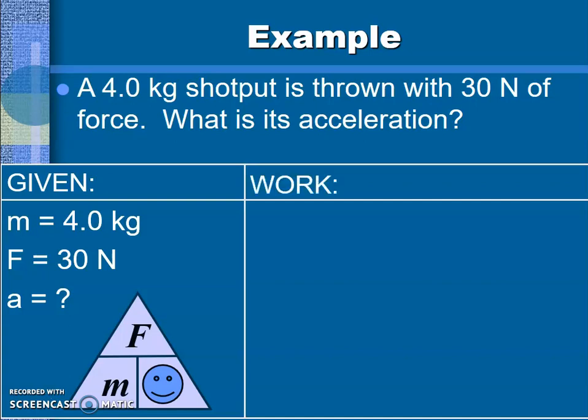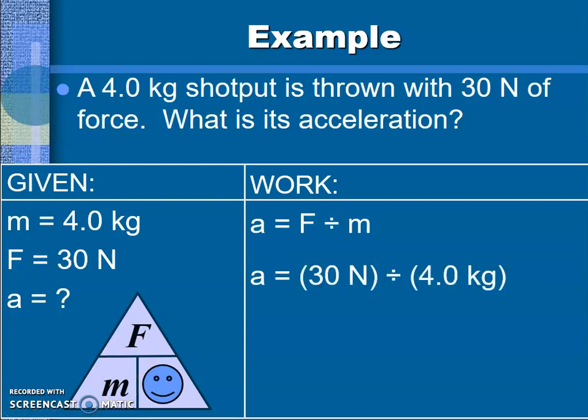All right, let's plug this in now. My triangle tells me that I need to take my F and divide it by my M. So plug in my numbers. My F is 30, my M is 4, and so I just pop that in my calculator. 30 divided by 4 is 7.5 meters per second squared. If you are following your units, then you would not want to write the Newton here. You would want to write out the full unit, which is kilograms meter per second squared. And since we're doing kilogram divided by kilogram, the kilograms would cancel off, and we would be left with just the meters per second squared.